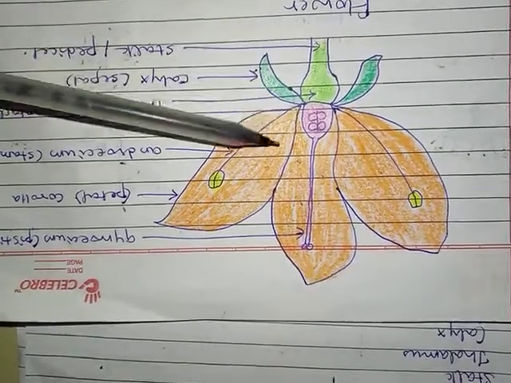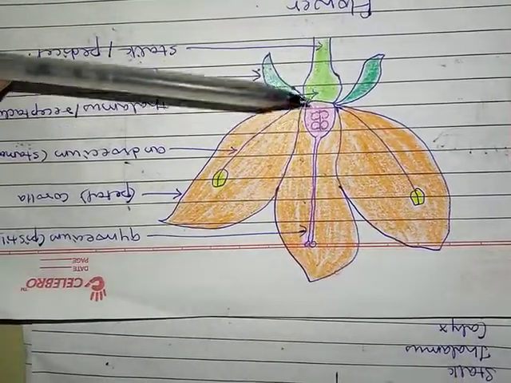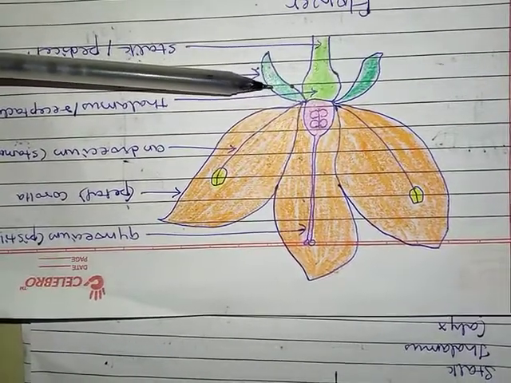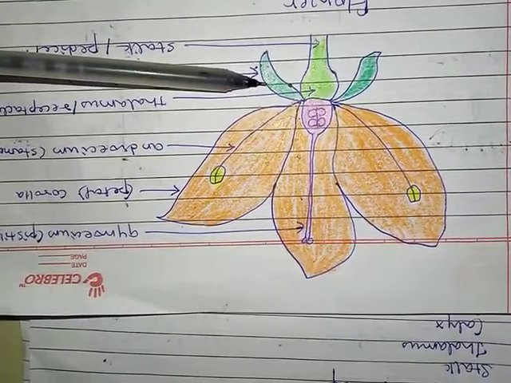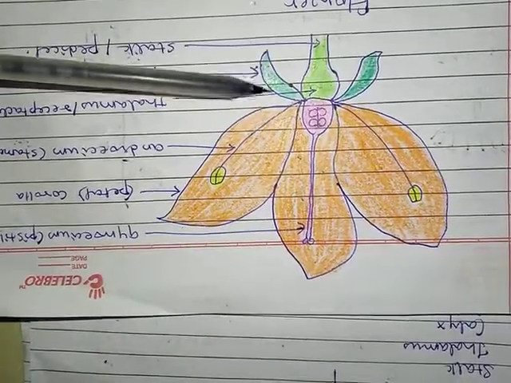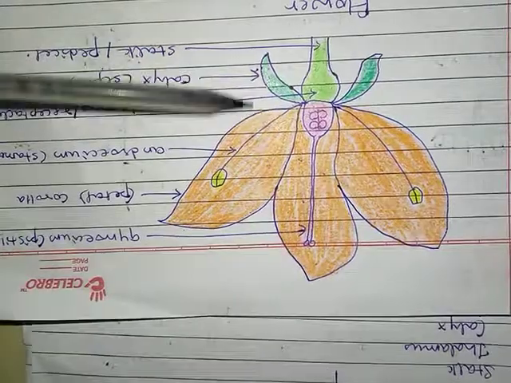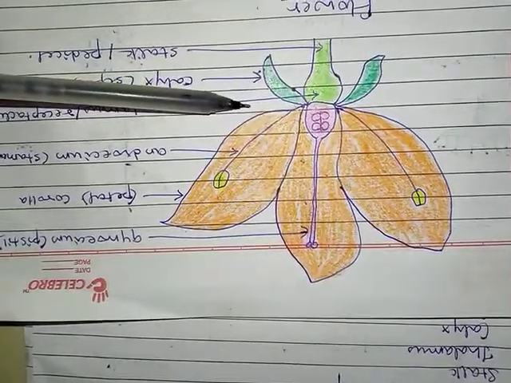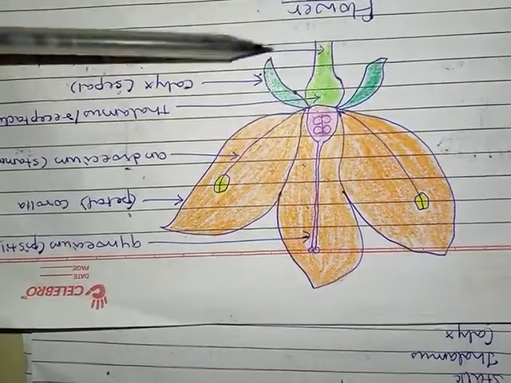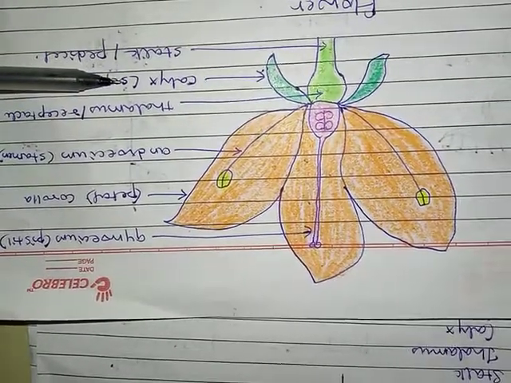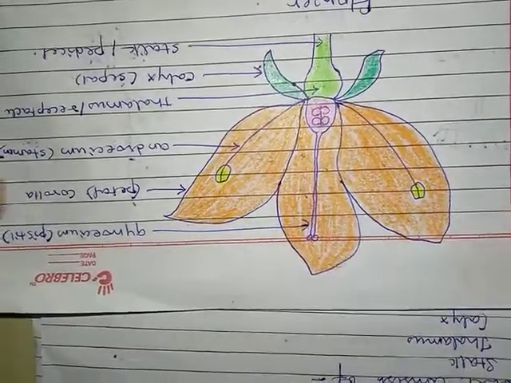Fine. Now we go to the functions of the sepals. The first function of the sepal is that it protects the flower in the bud condition. And since it is green in color, its secondary function is to carry out the process of photosynthesis. Understood? So this is all about the calyx and sepals, the first whorl of the flower, right?